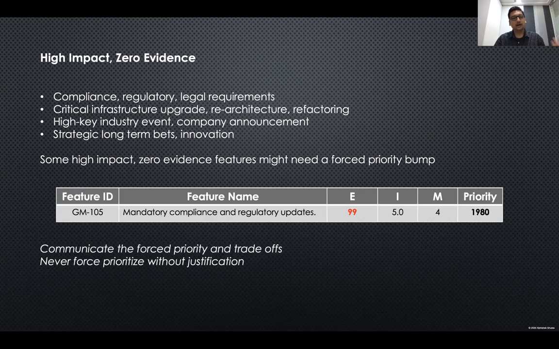So make sure that you are justifying those trade-offs before you just take them up, and never force prioritize without justification. Don't just force prioritize because you think so, because somebody says so. So just make sure that you have the right data, the right justification, and only then talk to leadership, talk to your stakeholders, and then make sure that these things are also taken into account in priority and not lose visibility.